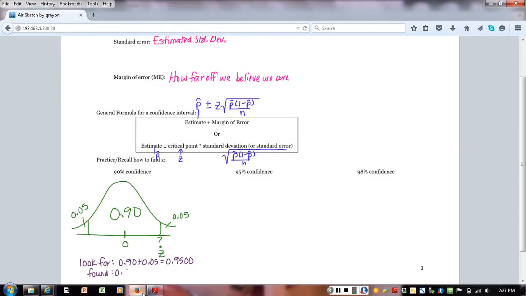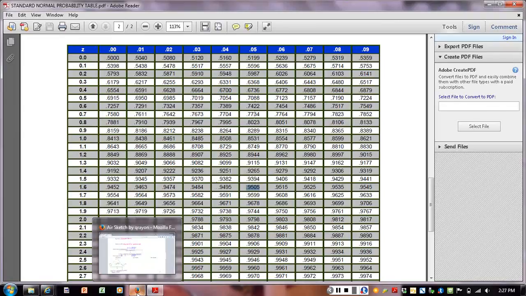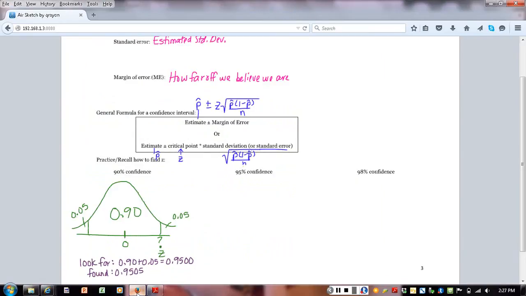But again, that's not our actual z. The row and column that it occurs at tells us what our z is. So our z is going to be 1.65. So if we're going to be 90% confident, z will be 1.65.